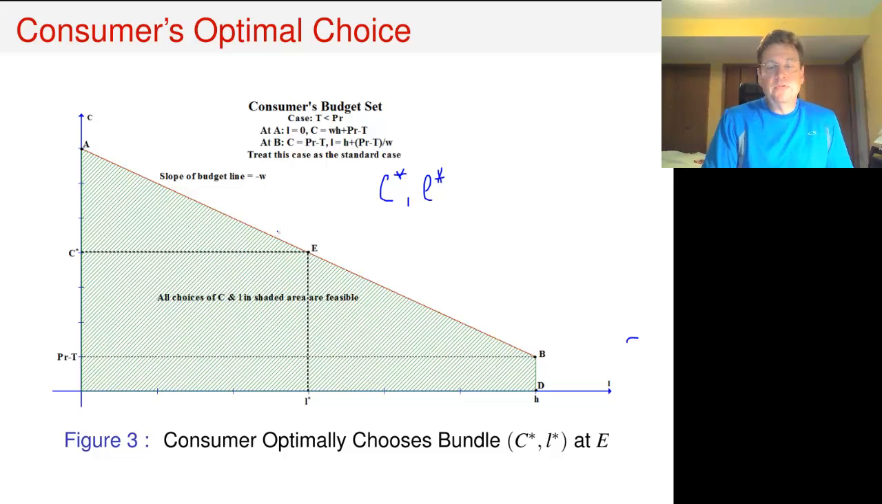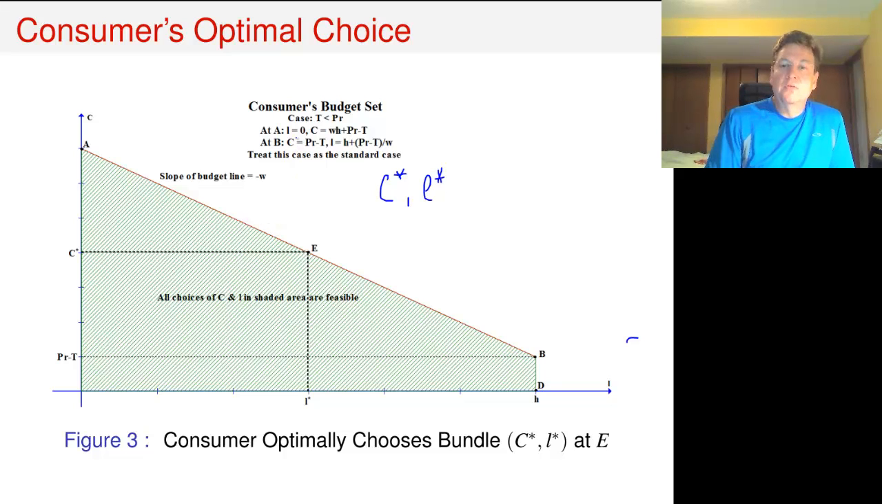Now, what I want to emphasize is that we can actually say more than this. First of all, the slope of this budget line is negative W. It's the wage, negative the wage. And what W gives us is the rate at which the consumer can substitute leisure, which is on the horizontal axis, for consumption, which is on the vertical axis. And that's what the slope of this budget line is telling you.